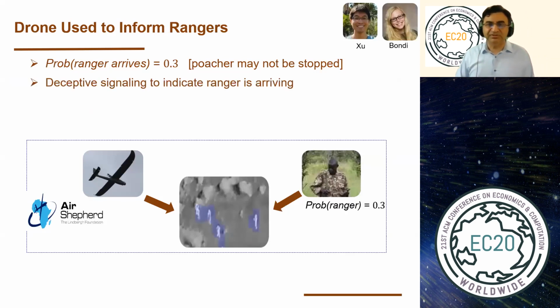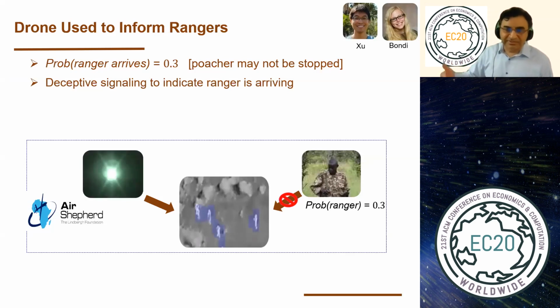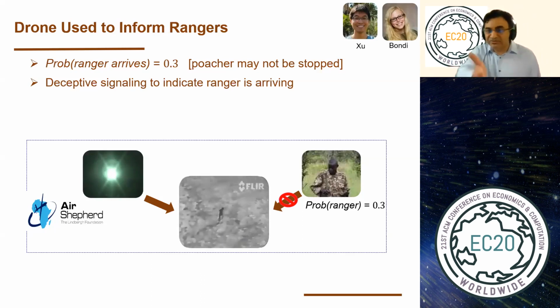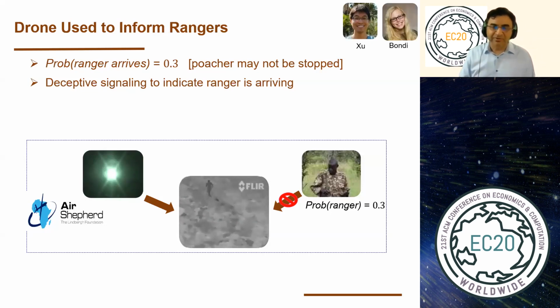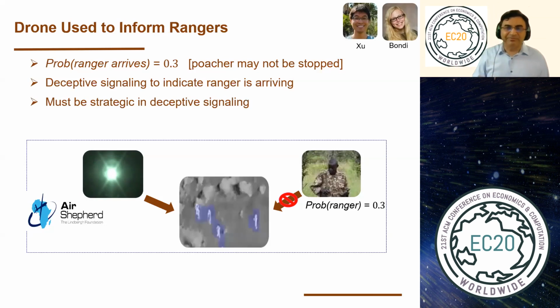In these situations, Air Shepherd uses deceptive signaling. So when there is no ranger, since it's night, Air Shepherd turns on the light and flies towards the poacher to indicate to them that rangers are on the way. And they've shown us videos where the poacher will indeed run away. But if you always do this, trying to deceive the poachers by turning on the light and flying towards them when there are no rangers, poachers will figure out that this is really not a very credible threat. So we need to be strategic in our deceptive signaling.